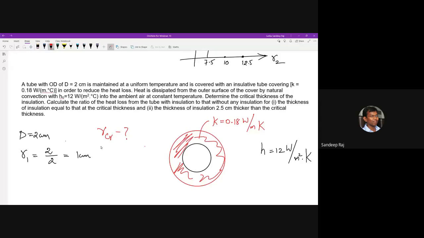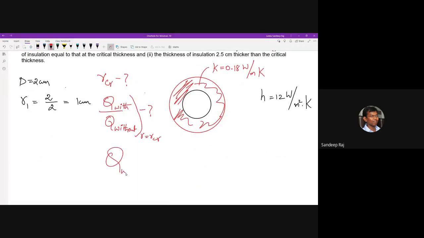Calculate the ratio of heat loss. So he's asking the ratio of heat loss, Q by Q he is asking. Ratio of heat loss from the tube with insulation to that without insulation. So Q with by Q without, what is the value he's asking? For the thickness of insulation equal to critical thickness. So in the first case, the R is equal to RC, that is R critical. And there is one more case here, Q with by Q without you have to find. And in this case, the thickness of insulation is 2.5 centimeters, thicker than the critical thickness, 2.5 centimeters plus RC. These are the things he is asking you to find.